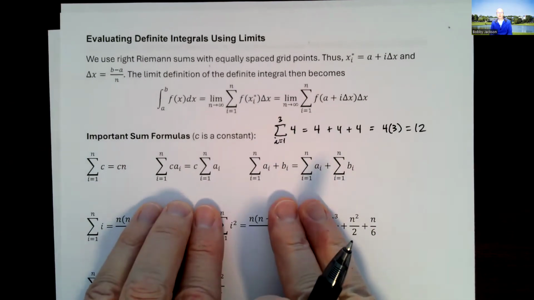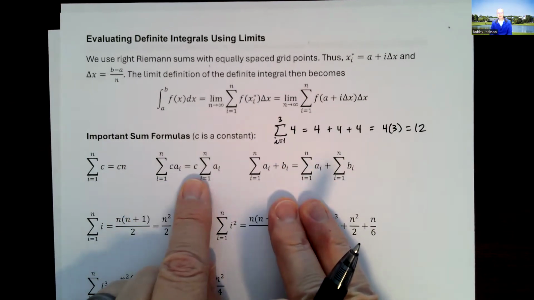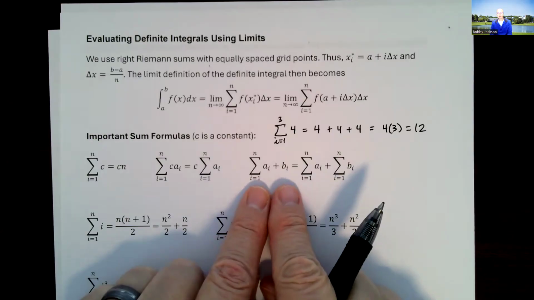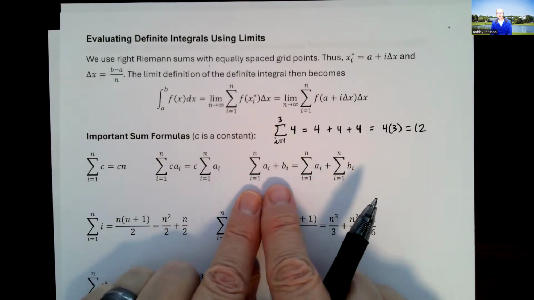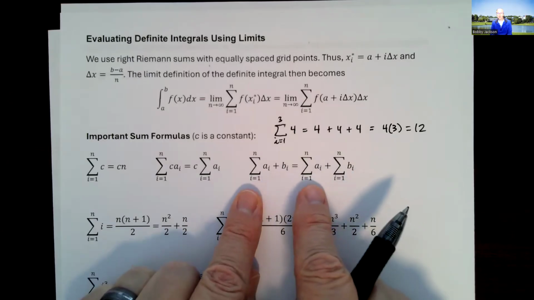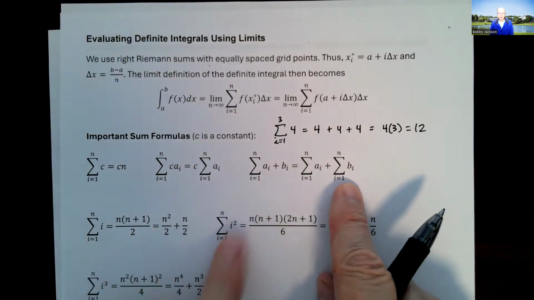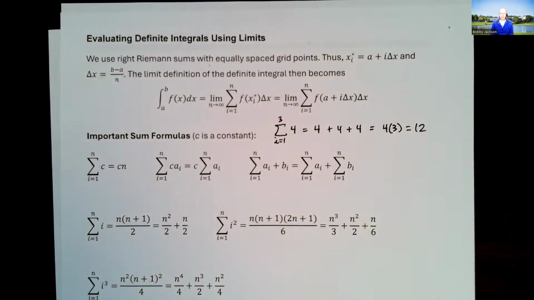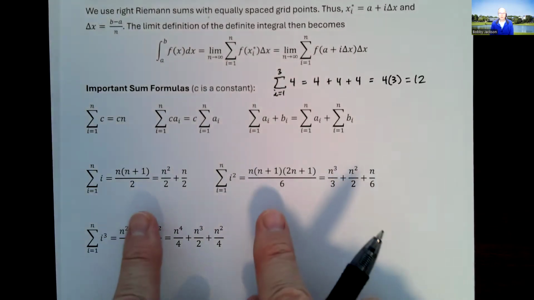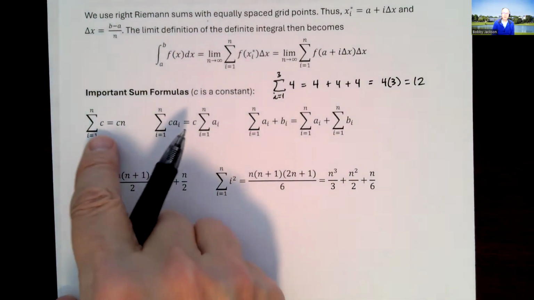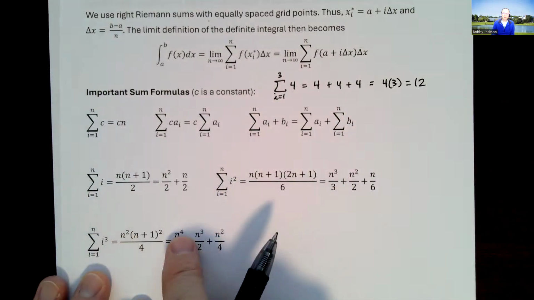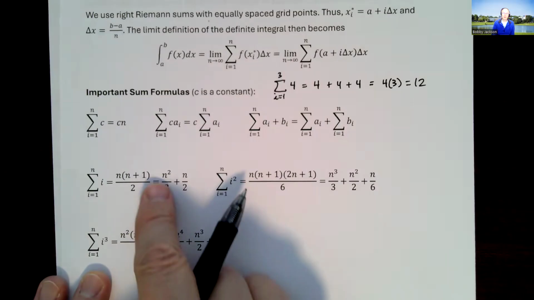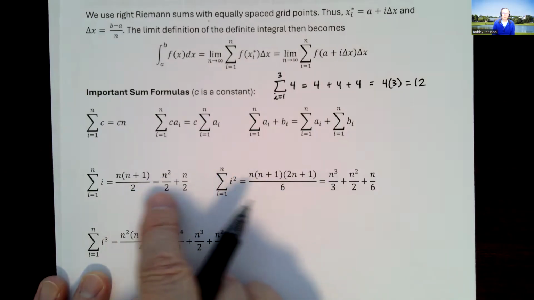These are the linearity rules, so I can pull out a constant multiple, and I can break the sum of a sum into the individual summations. So if I have the summation a_i plus b_i, I can write that as the summation of a_i plus the summation of b_i. And then the next three are the so-called power sum formulas. Now these I expect you to know. I'm not going to give them to you. These I will give you. And if you have any questions about these, I can show you where these are derived from.